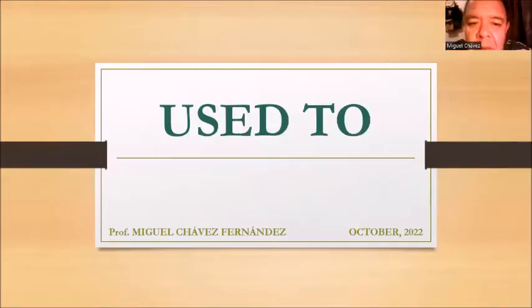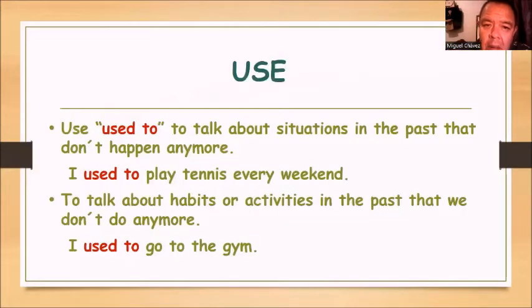Today we are going to overview the use of the verb used to. Used to talk about situations in the past that don't happen anymore. For example, I used to play tennis every weekend. And a second use for used to is to talk about habits or activities in the past that we don't do anymore. For example, I used to go to the gym. These are the uses of used to mainly.